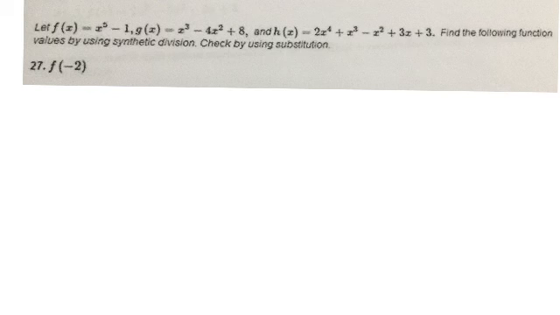Then it tells me to find the following function values by using synthetic division, and then check by using substitution. So I'm going to actually do this in the opposite order. I'm going to first find what f of -2 is. So what we would normally do is plug in -2 for x into the function f. That would give me -2 to the fifth, which is 2, 4, 8, 16, that would be -32. And then -32 minus 1 should get -33. So we expect when we plug in -2, we get a value of -33.